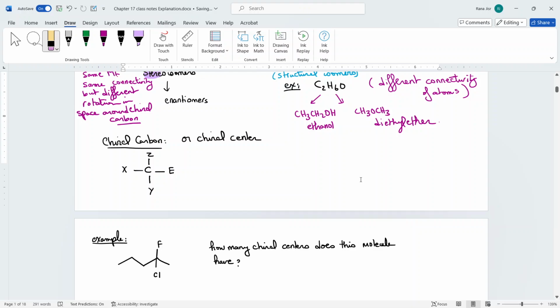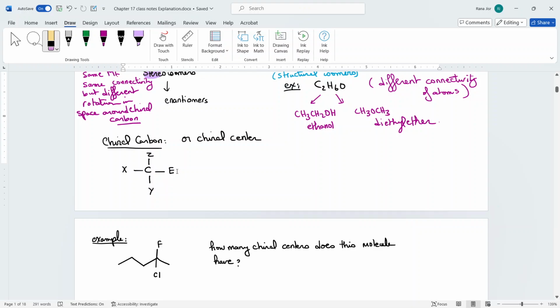So what is a chiral center? A chiral center is a center. It's not necessarily a carbon. Here I'm calling it a chiral carbon, but it can be a chiral nitrogen, a chiral oxygen. So it is actually a center that is connected to 4 different groups. The groups have to be different. They cannot be the same.